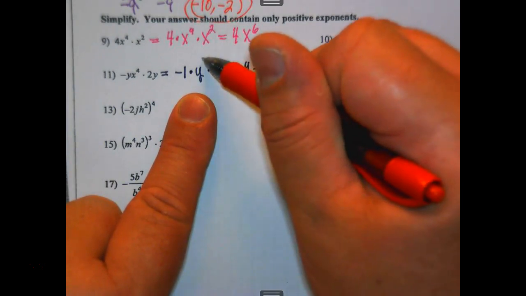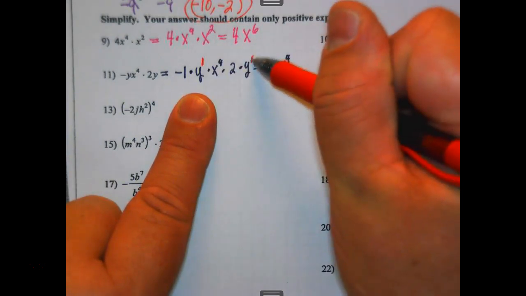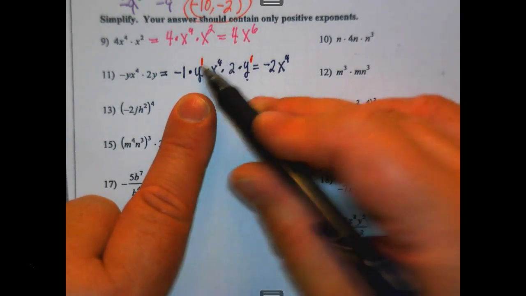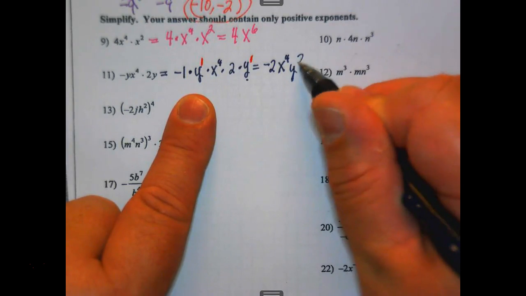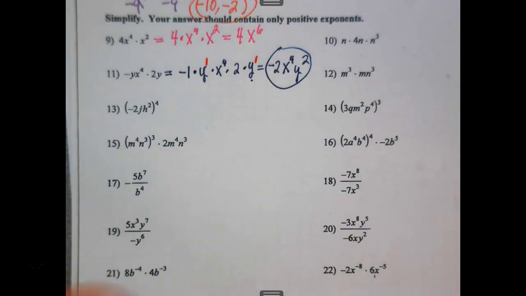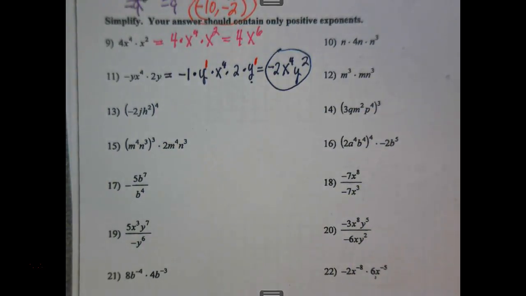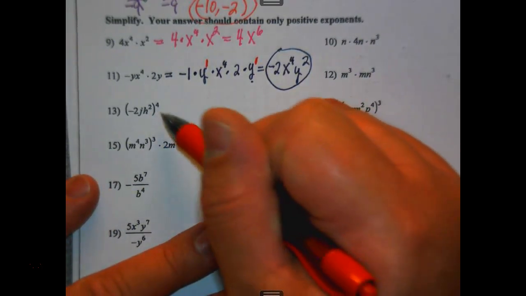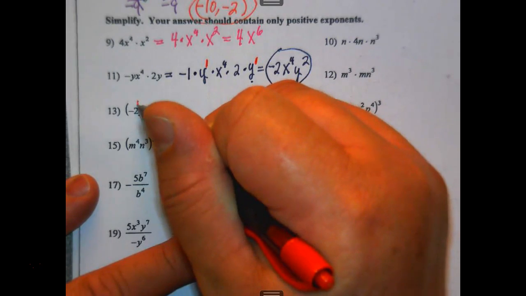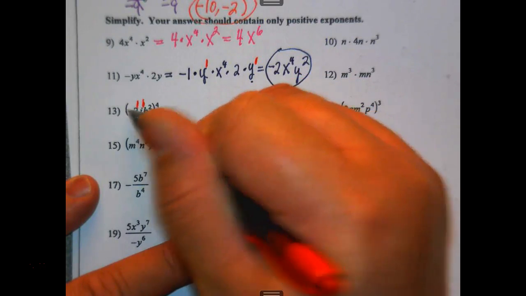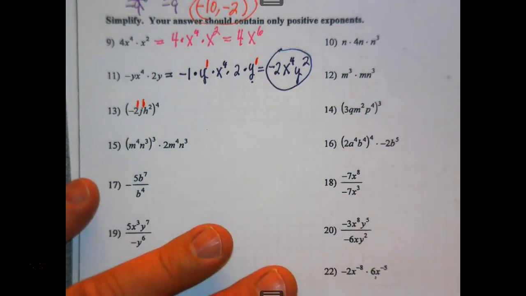If I don't have an exponent there, it's 1. So y, same bases, 1 plus 1 is 2. Okay, next one. Again, if I don't have an exponent there, it's 1. So it's -2 to the 1st, k to the 1st, h to the 2nd.